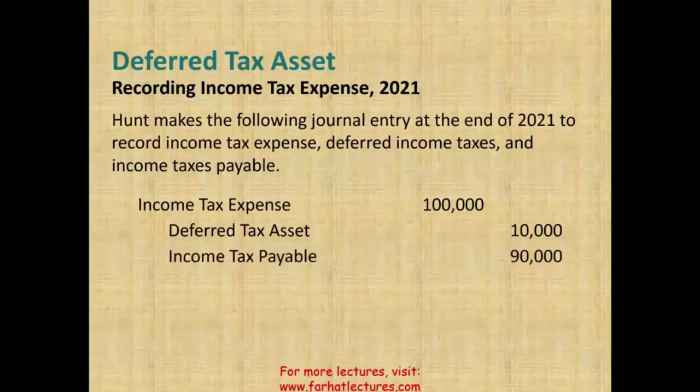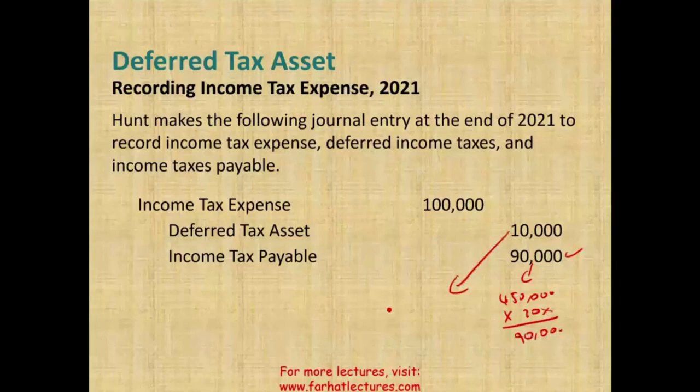And this will be my journal entry. Income taxes payable 90,000. This is 450 times 20%, 90,000. Remember that 50,000 lawsuit, it's going to have to reverse. And as it reverses, my deferred tax asset will go down. As it goes down, it's going to increase my income tax expense because for GAAP purposes, I cannot take that $50,000. Okay, so it's going to increase it.